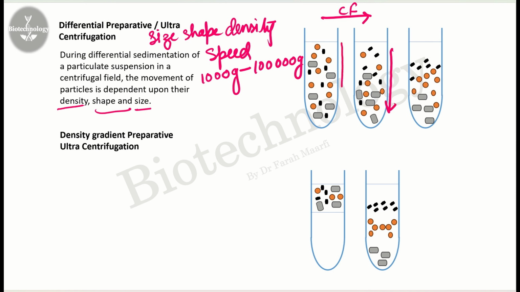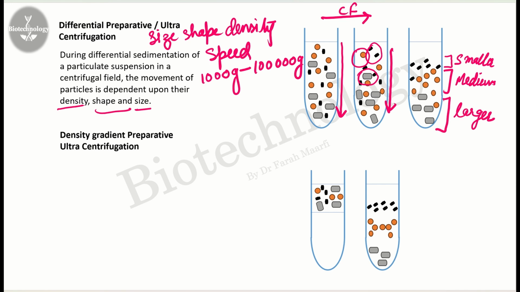When a centrifugal field is applied to this tube, then the particles according to their size, shape and density will get settled down at the bottom of the tube. As you are seeing here, the larger one will settle out at the bottom of the tube first under the influence of the centrifugal field, followed by the medium and the smaller ones.